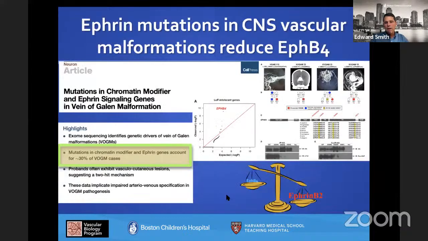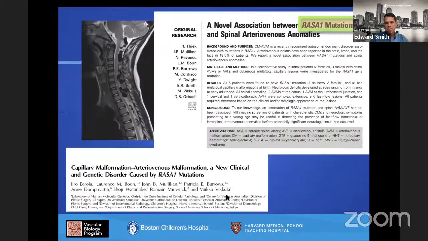So why do we care about this? Well, if we look at other vascular malformations, like vein of Galen malformations, about a third of them will have a mutation in Ephrin B4, and you get these wacky, big, scary blood vessels in there. Similarly, we've published another paper looking at RASA1 mutations, and these guys get big spinal and brain dural AV fistulas, but also get cavernous malformations. And this is the next step down in the same pathway.